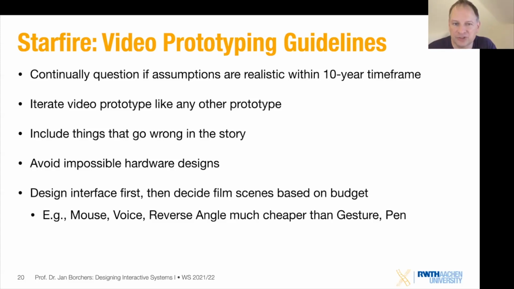We saw some examples here, like for example, there was a lot of reverse angle shots where you look at her face looking at the screen. You don't see the screen. Why? Because it's much easier to show her face than showing a screen that actually works, right? Because there was no screen that was working. This was all video edited for the video prototype in post-processing.